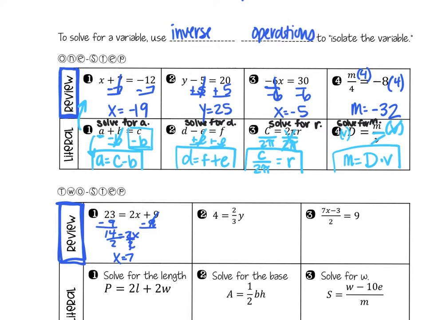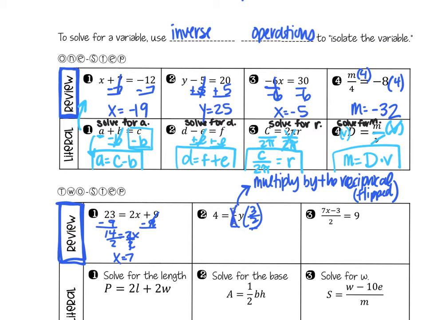Okay, hopefully you're checking your answer on 1 and got x equals 7. Decide to go ahead and work through 2 and 3. So 4 equals 2/3 y. If there is a fraction, to move that, you want to multiply by the reciprocal, which is just the flipped fraction. Okay, so I'm going to multiply by 3/2, because when I multiply a fraction by its reciprocal, it gives us 1. So I'm just left with y there.